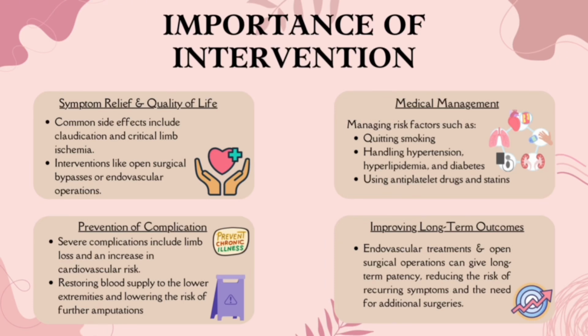The next one is prevention of complications. Untreated conditions can lead to severe complications including limb loss and increased cardiovascular risk. So early interventions help in preventing these outcomes by restoring the blood flow to the lower extremities and reducing the risk of future amputations.